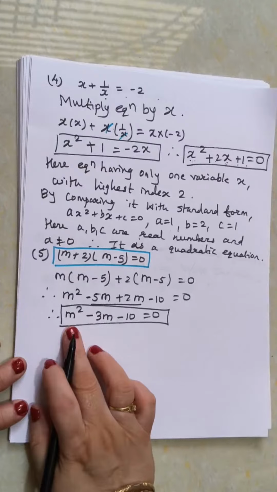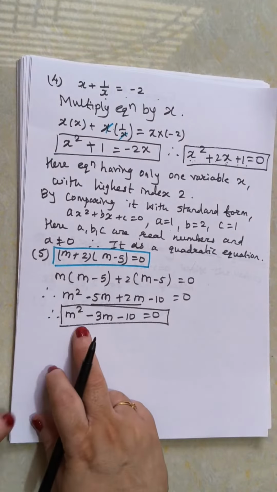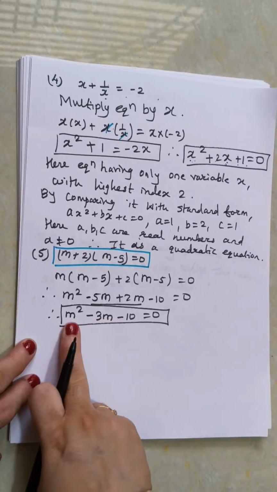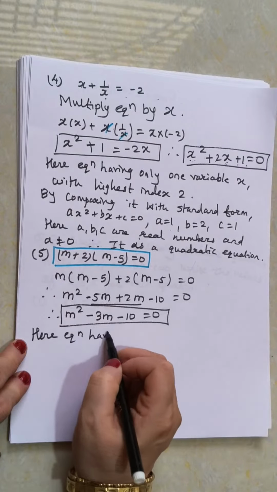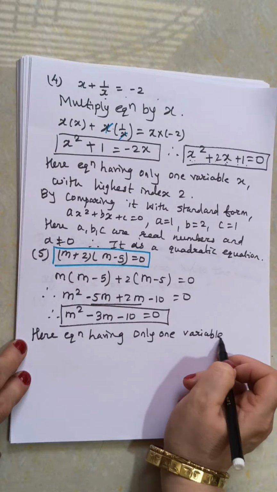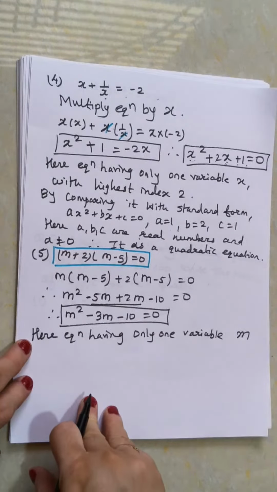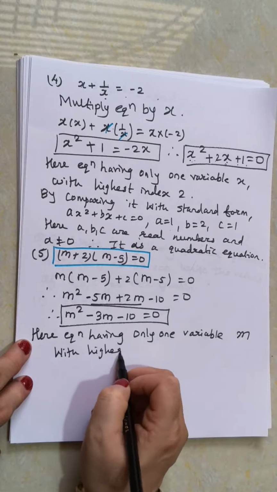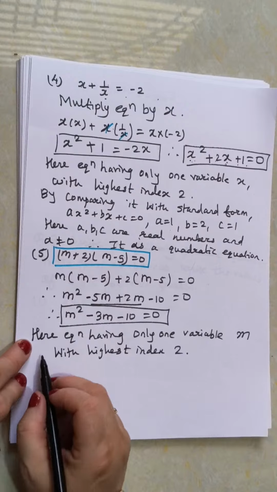Now you can see here only one variable is there. Which is that one variable? That is m, and its highest index is 2. M square minus 3m minus 10. Here you can see m is the variable. So what will you write here? Equation having only one variable m. Which is the variable? That is m with highest index 2. Now let us compare it with the standard form.